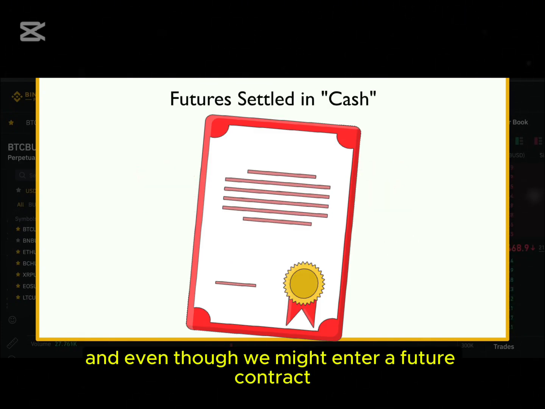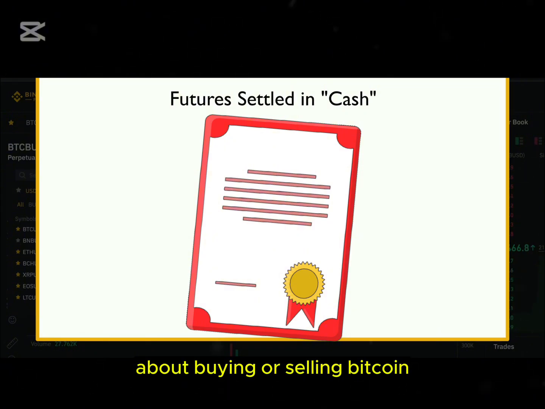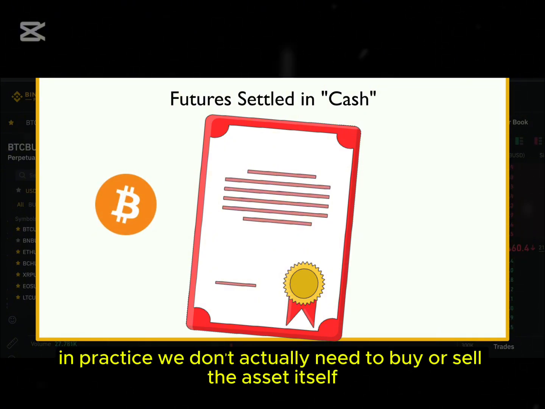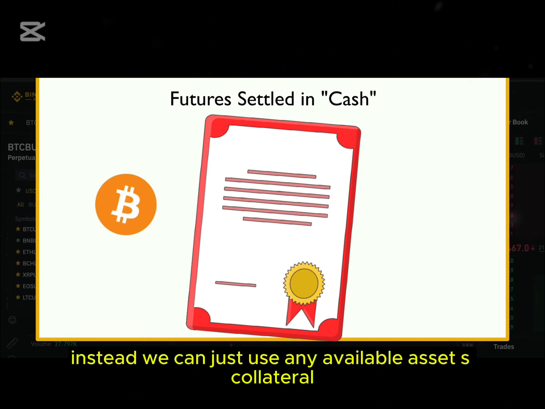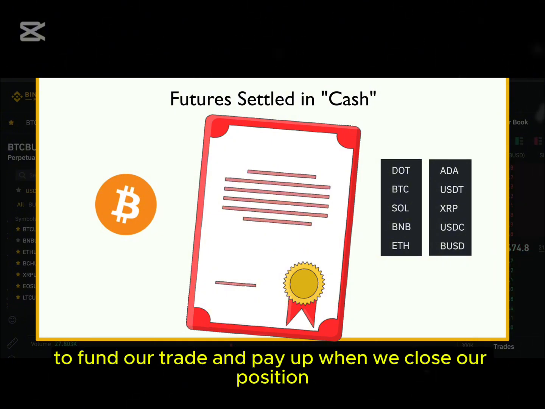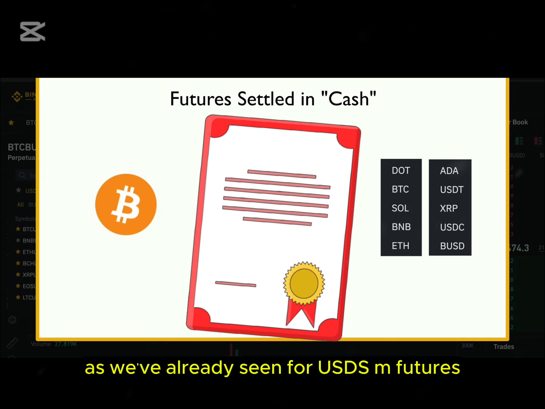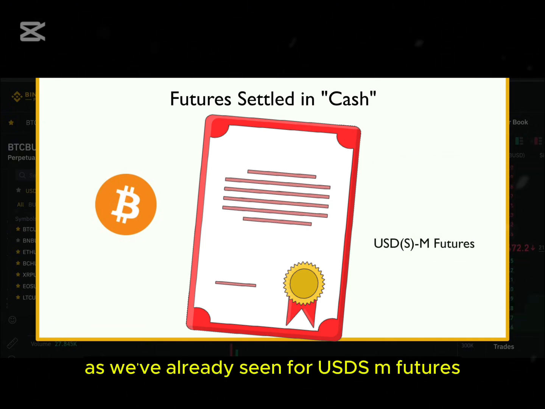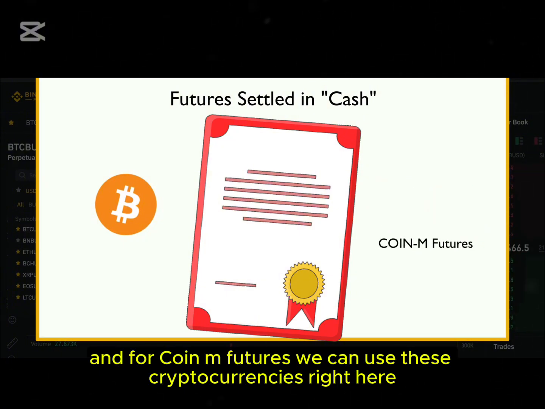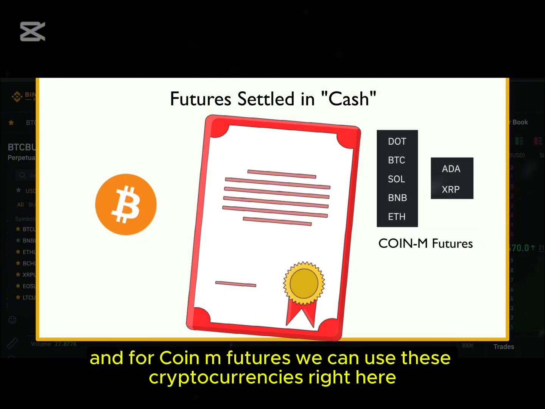And even though we might enter a future contract about buying or selling Bitcoin or any other underlying asset, in practice, we don't actually need to buy or sell the asset itself. Instead, we can just use any available asset as collateral, also called margin, to fund our trade and pay up when we close our position. As we've already seen for USDS-M futures, that would be either US dollar Tether or Binance US dollar. And for COIN-M futures, we can use these cryptocurrencies right here.